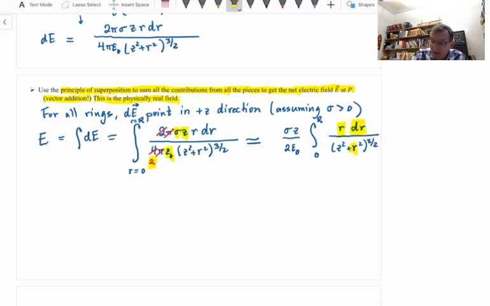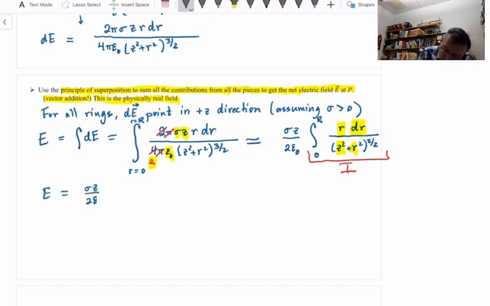But as I do this integral, the z squared I can think of as being a constant. I'm going to call that integral big I for integral, so that my expression now for the total electric field magnitude is sigma z over 2 epsilon 0 times the result of that integral, big I. And now we just have to spend a little bit of time talking about how to figure out the result of that integral, big I.